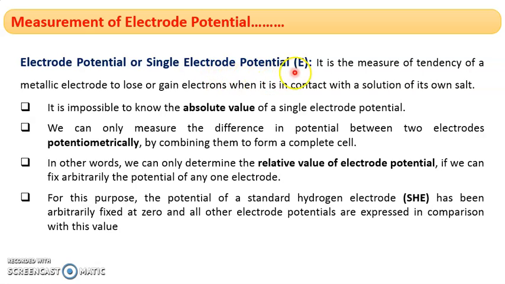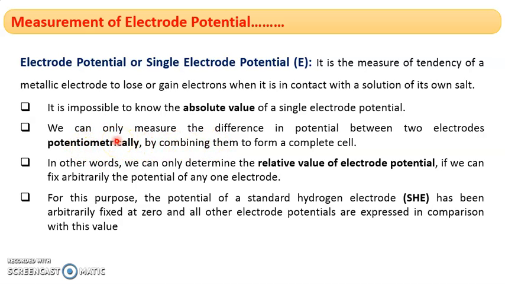And regarding the measurement of electrode potential, it is impossible for us to find out the absolute value of the electrode potential. We cannot measure it. We can only measure the potential difference between two electrodes which are connected potentiometrically.